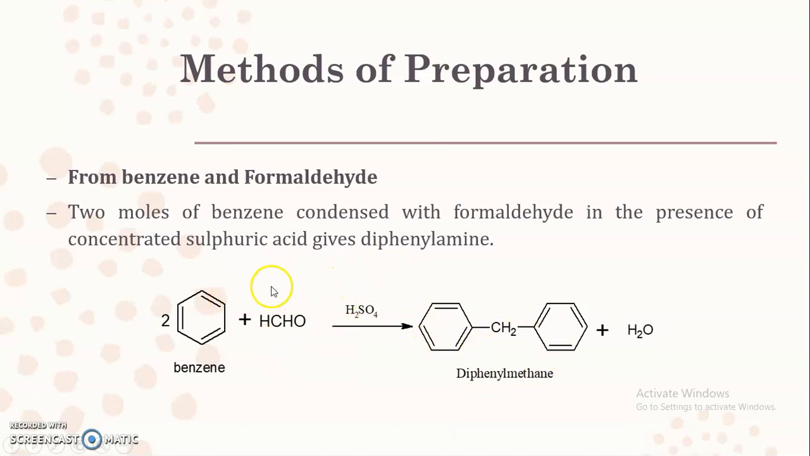Here instead of dichloromethane that we have used in the earlier method, it is replaced by formaldehyde, where again 2 moles of benzene are required. These 2 moles of benzene, when they react with formaldehyde in presence of sulfuric acid, lead to the formation of diphenyl methane.